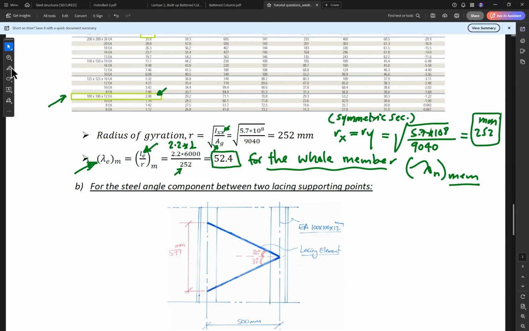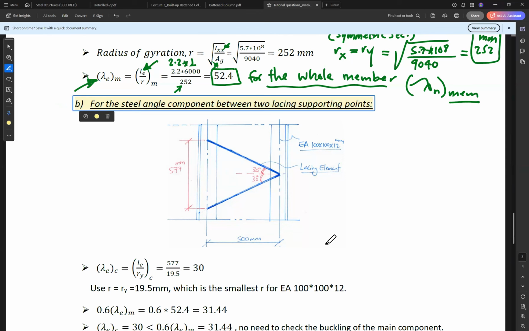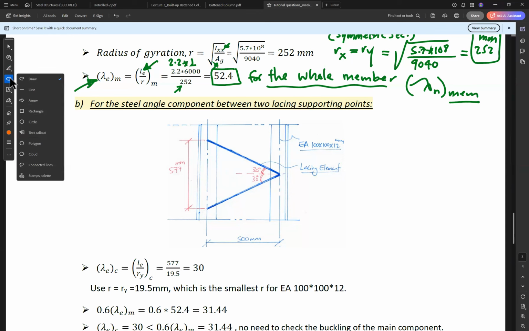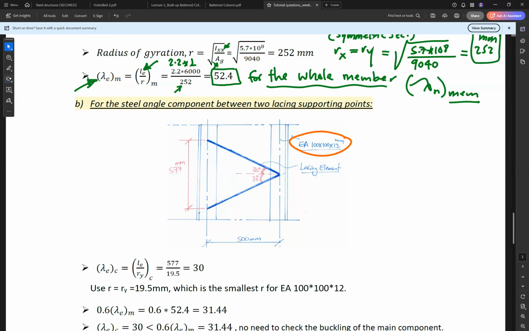The second step is to find it for the component. Our main component for this column is the angles. Our main component is the equal angle, 100 by 100 by 12. So we need to check the slenderness ratio for the equal angle.